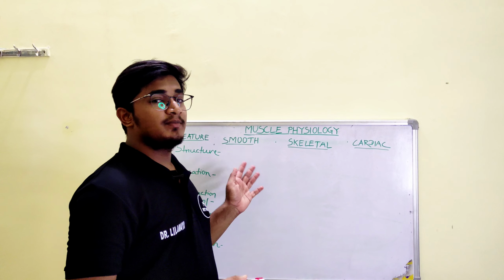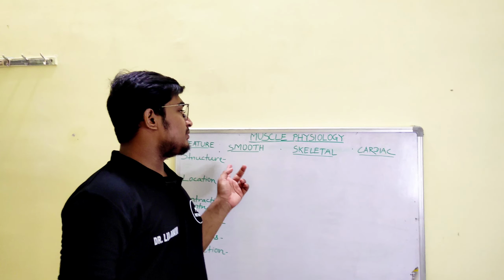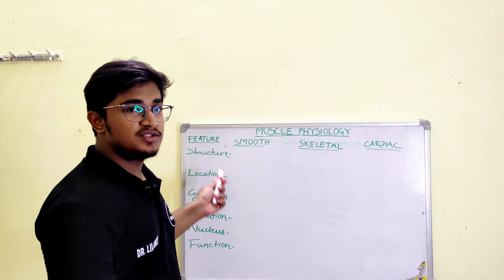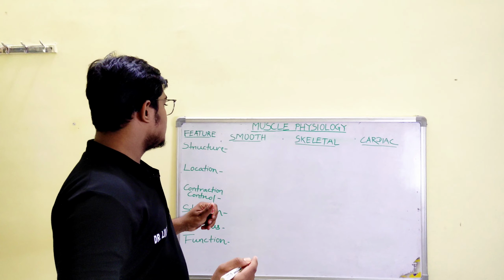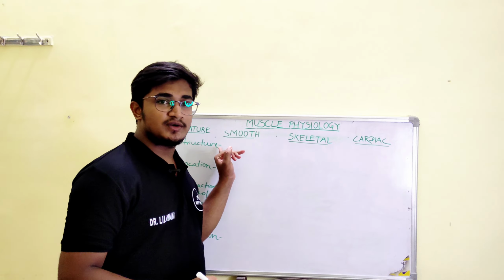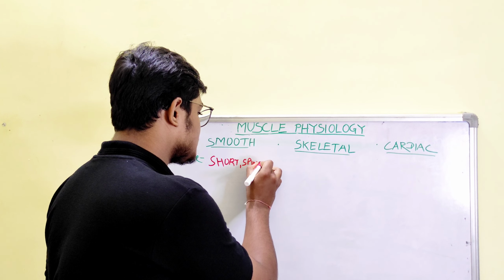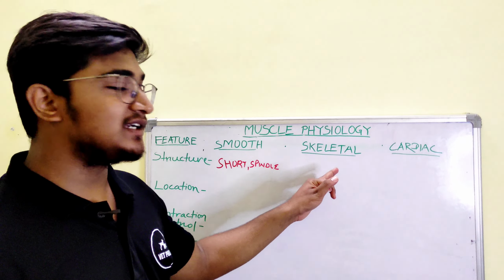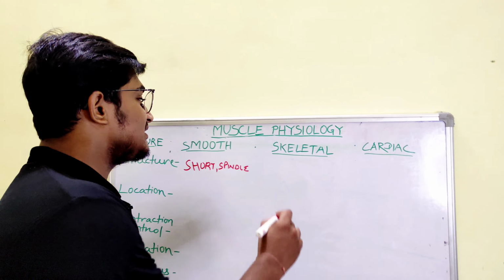Our next topic is the types of muscle. On the basis of location, muscle is divided into smooth muscle, skeletal muscle, and cardiac muscle. Here are some features we want to study. First is the structure. The smooth muscle is short and spindle shaped. The second one is the skeletal muscle. Skeletal muscle is long and cylindrical.